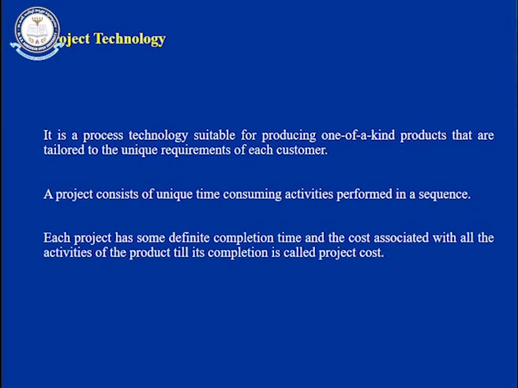When you are talking about a project, you are basically looking at a sequence of activities that are performed, where it is very clearly defined which is the preceding activity and which is the succeeding activity. Each project has some definite completion time and cost associated with all the activities of the project till its completion. This is also known as project cost.